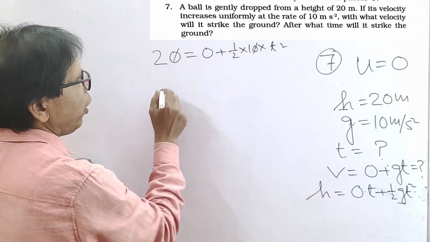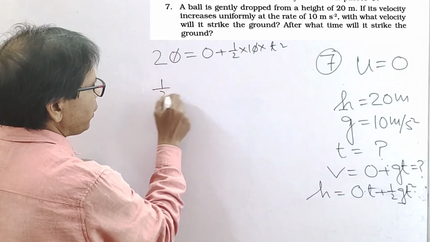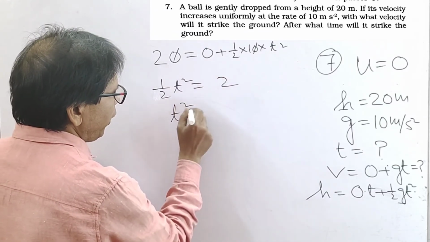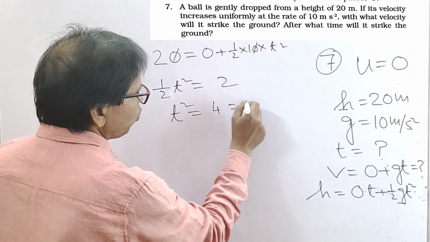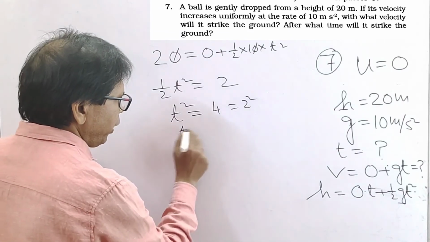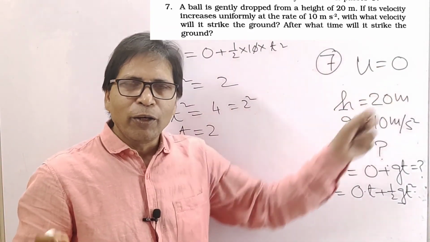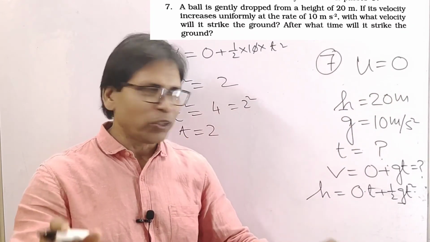Look at this. This and this cancel out. So half t square equals 2. Therefore t square equals 4, equal to 2 square. Therefore t equals 2. Therefore the time taken by the ball to reach the ground is 2 seconds.